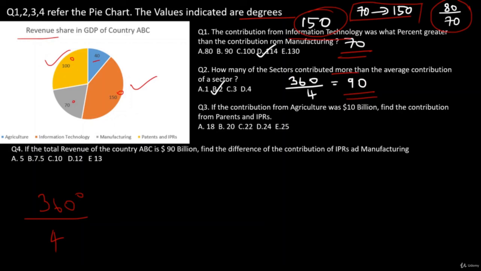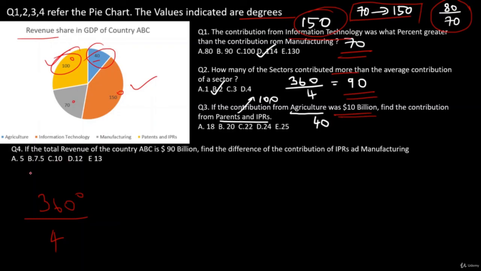All right, let's proceed to the third question. If the contribution from agriculture was $10 billion, find the contribution from patents and IPRs. Over here you can see that agriculture is 40 degrees, so 40 degrees is 10 billion. That's what's given over here, and you need to find out the contribution from patents and IPRs. So patents and IPRs is 100 degrees.